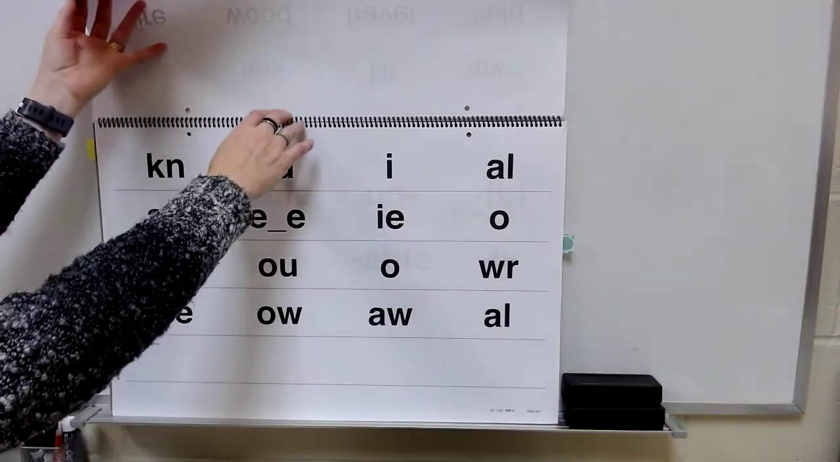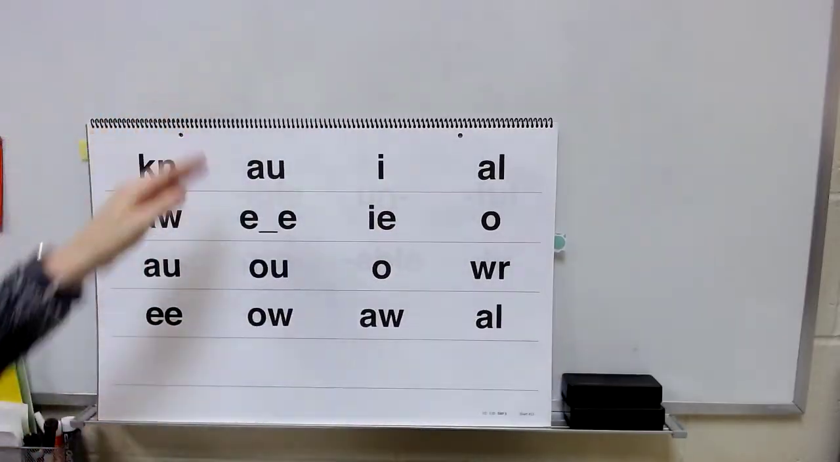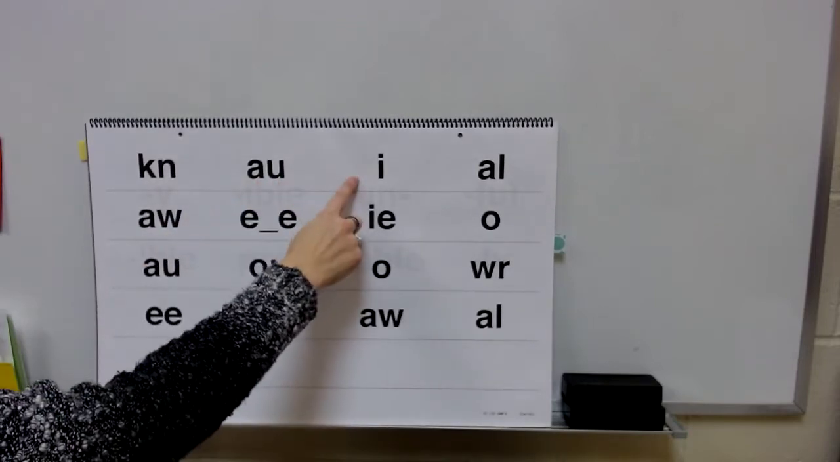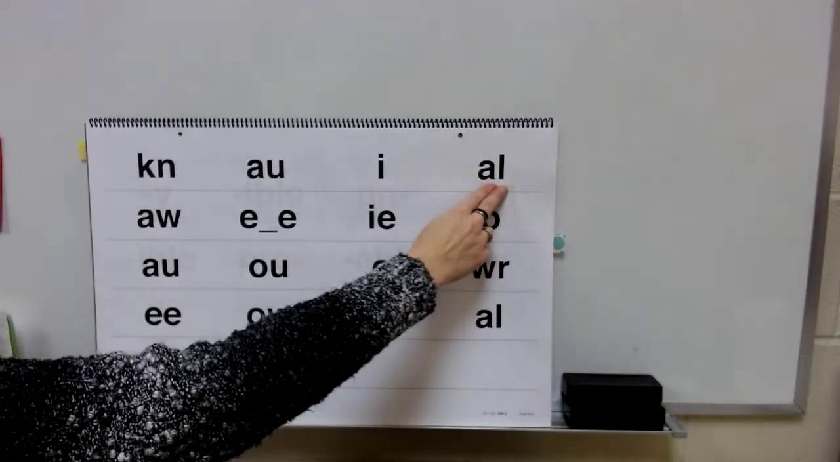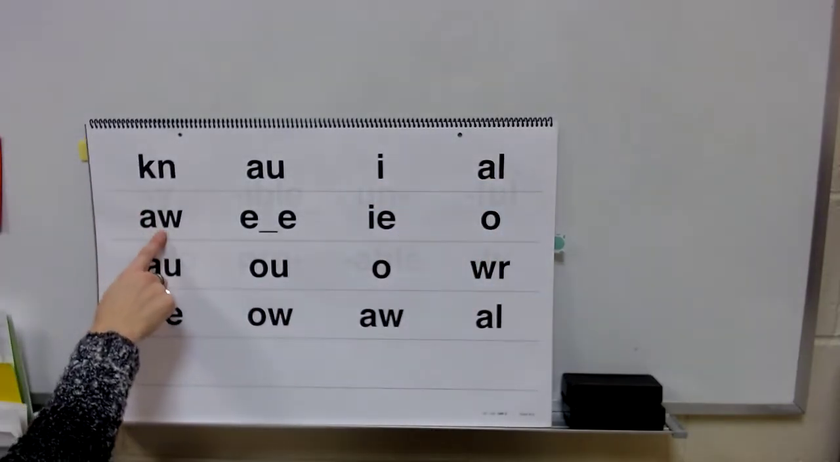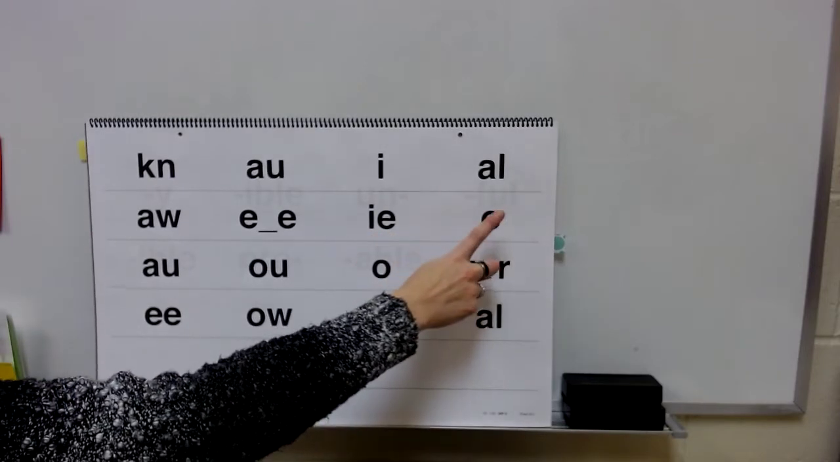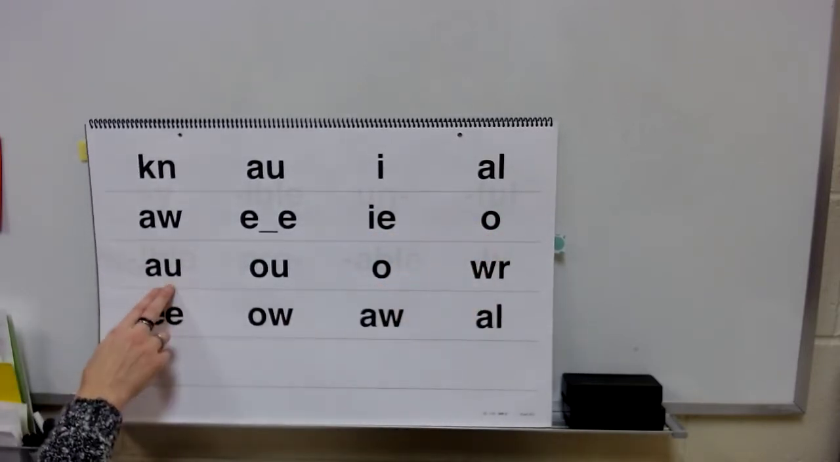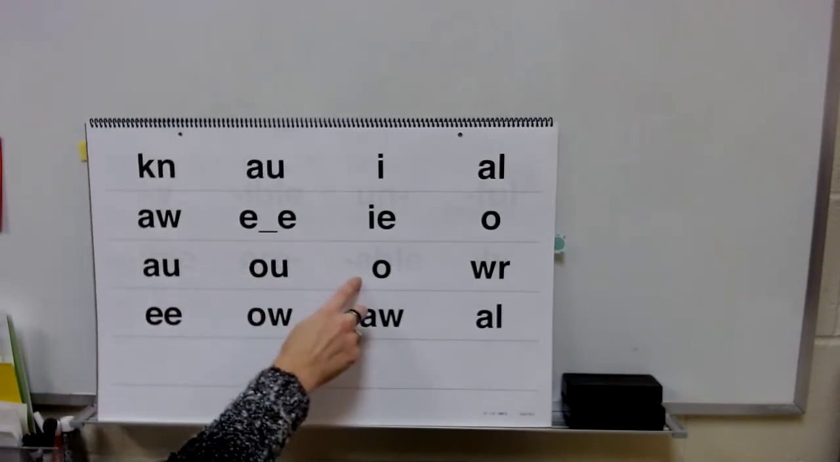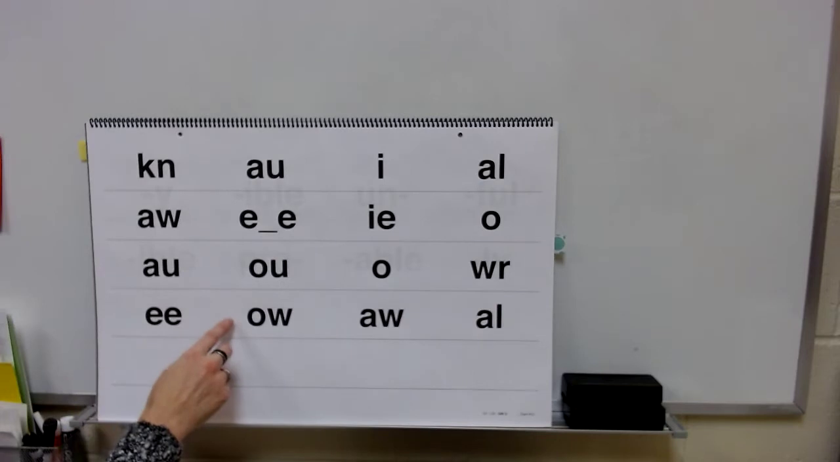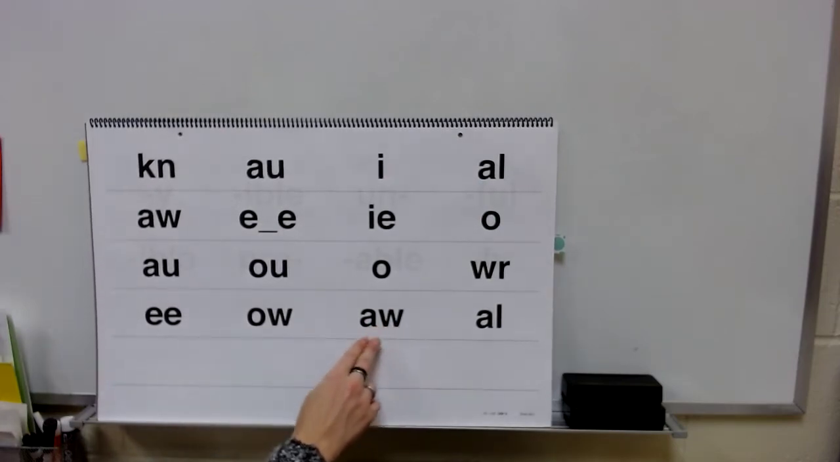Now let's practice saying the sounds for some spellings. Sound, yes, ah. Sound, yes, all. Sound, yes, I. Sound, yes, ow. Long sound, yes, oh. Sound, yes, all.